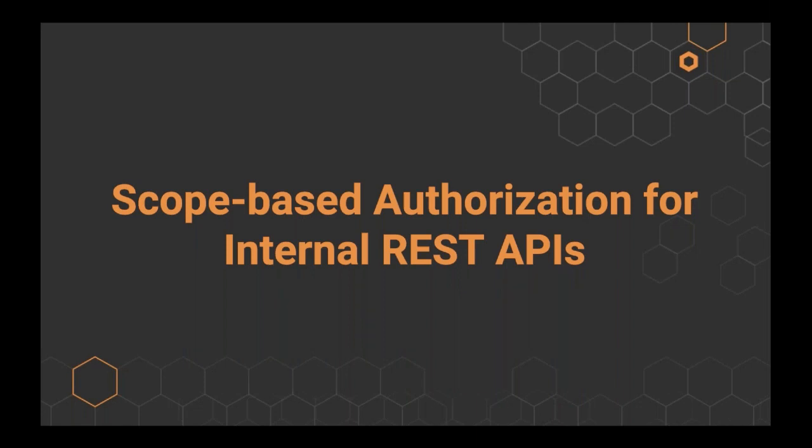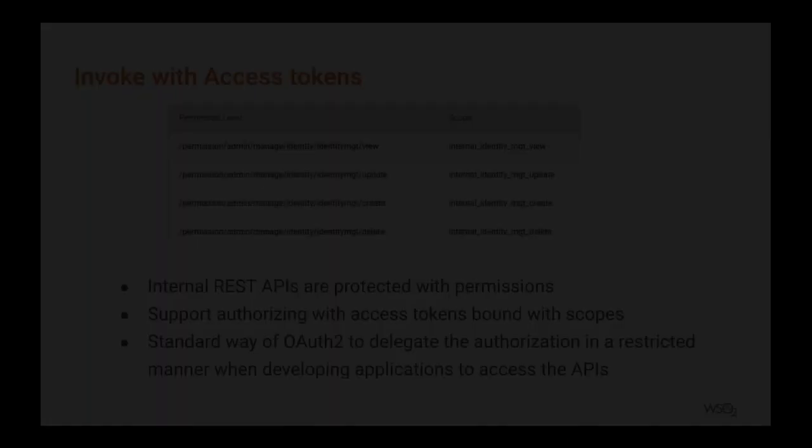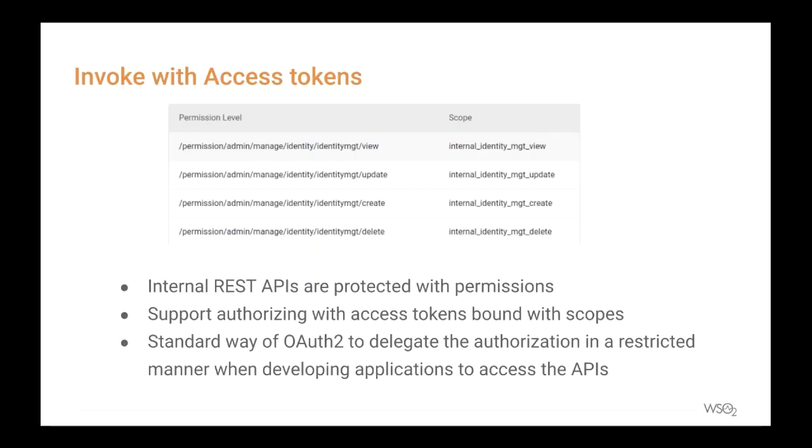Let's move on to our next feature, scope-based authorization for internal REST APIs. WSO2 Identity Server supports API authentication using OAuth2 common flows, where users can obtain a token using an OAuth2 flow and use it to invoke the API.